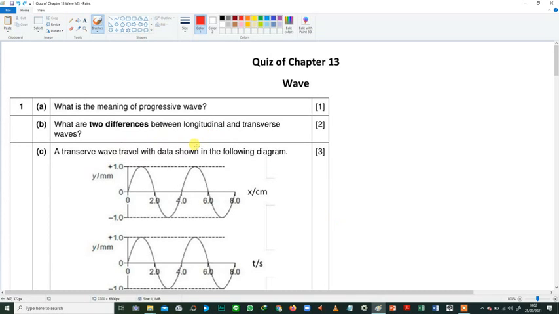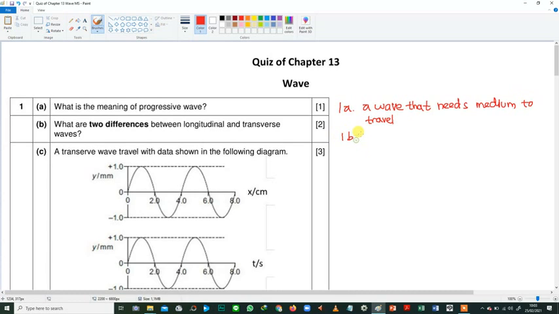So let's begin. For question 1a, it's gonna be only 1 point. In here you have to explain the meaning of the progressive wave. You can write like this. It's a wave that needs medium to travel. Okay, this is progressive wave, and you will get 1 point.